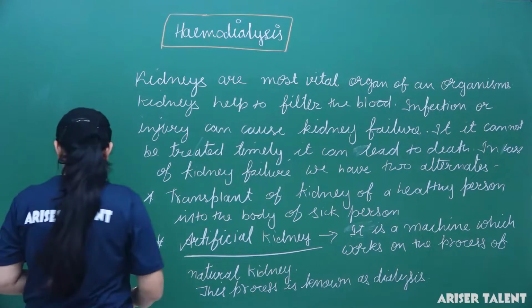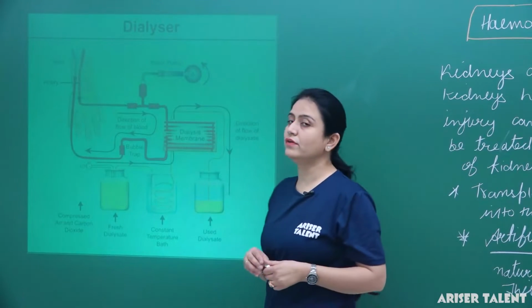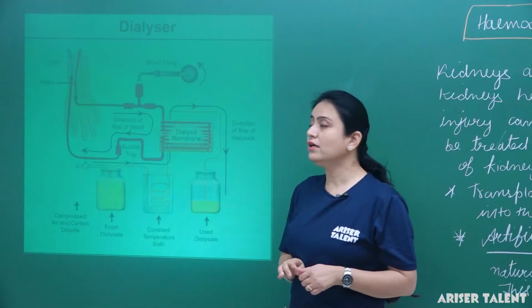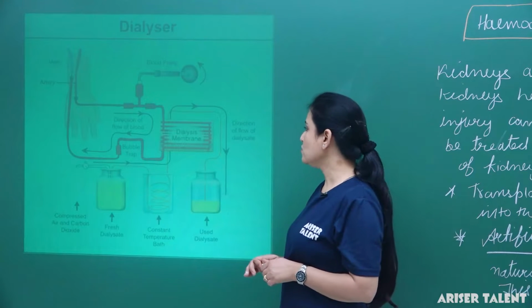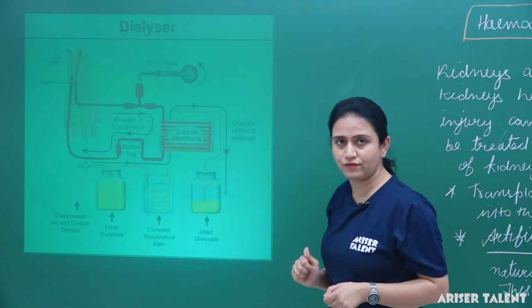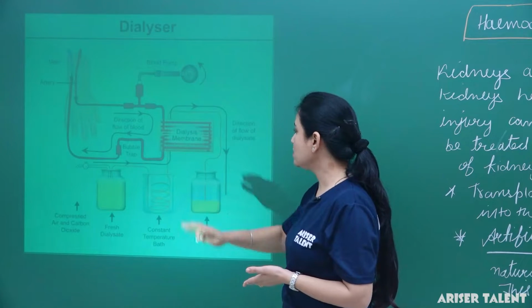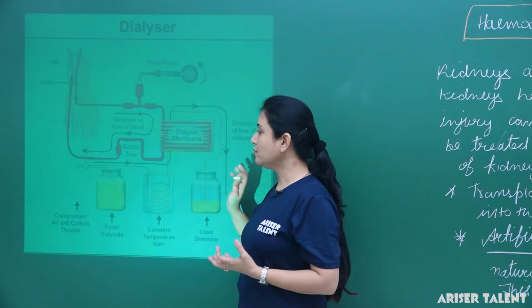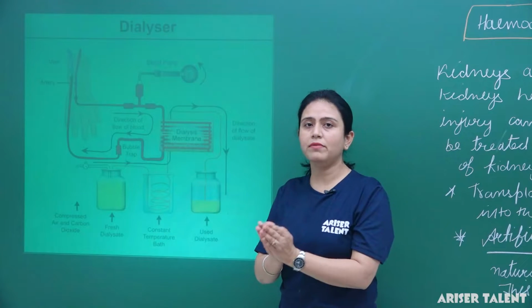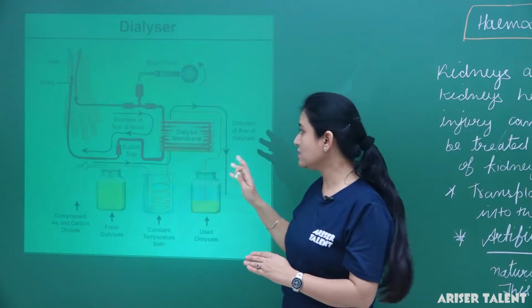Let me explain. Here you can see the process of dialysis, and generally it is done by an artificial machine known as the dialyzer. This is also known as hemodialysis, because here the blood is purified, and blood carries the pigment hemoglobin. What is the meaning of dialysis? Dialysis is a process by which nitrogenous waste can be removed from the blood, or the blood can be purified.